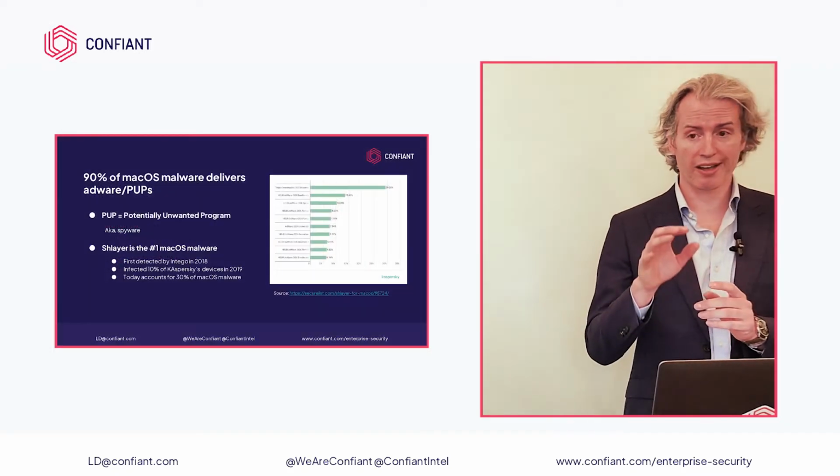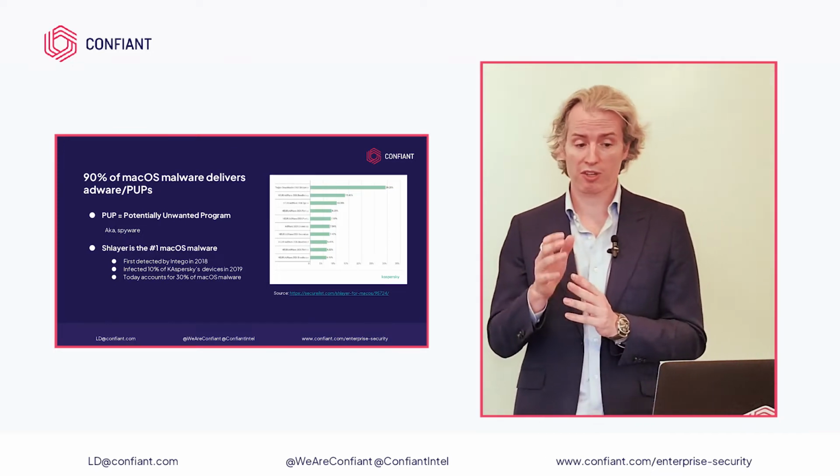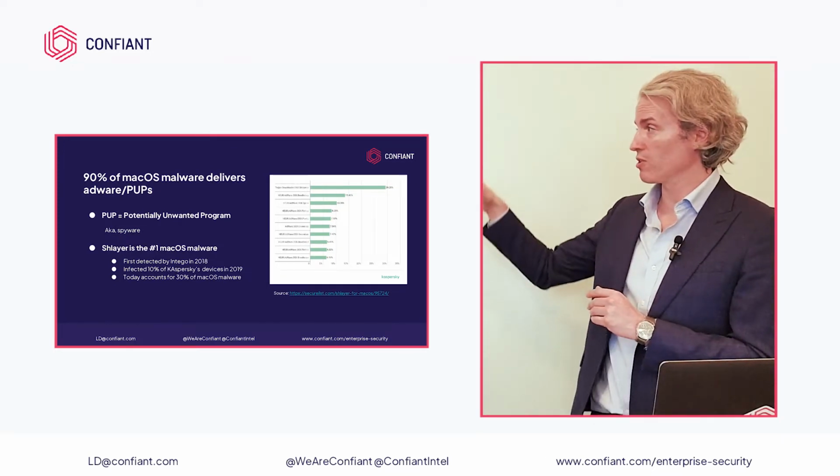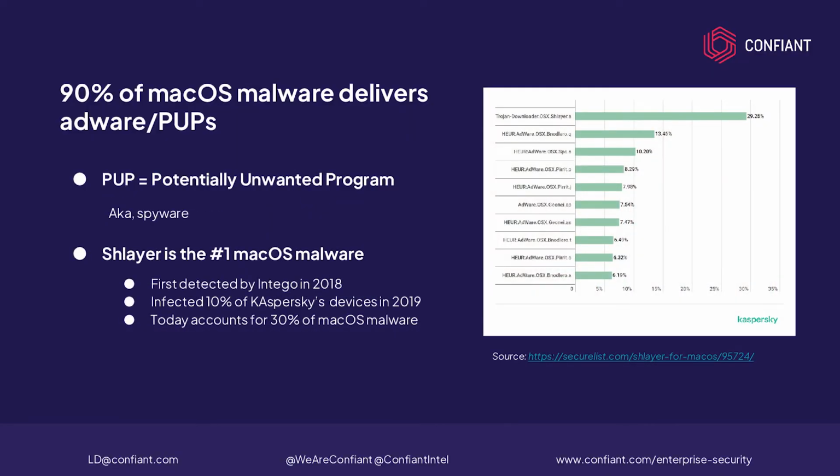So when you actually look at what comprises macOS malware, things start getting more interesting. So this is a list of the big malware families that are running on Apple today. And so Slayer is the number one macOS malware. It accounts for over 30% of the infections from a Mac malware perspective. Slayer was first detected in 2018 by Intego. Kaspersky did a lot of research around this in 2019 as they saw it start multiplying number of families. And interestingly enough, that year it infected 10% of all Kaspersky's devices, so all their testing environment. That's a huge spread. That's a big penetration for something that's just come on the scene.